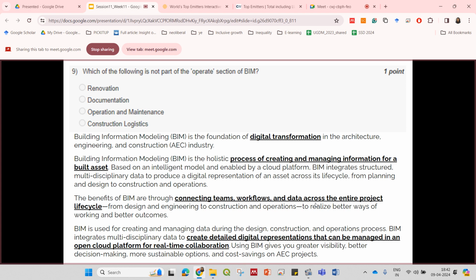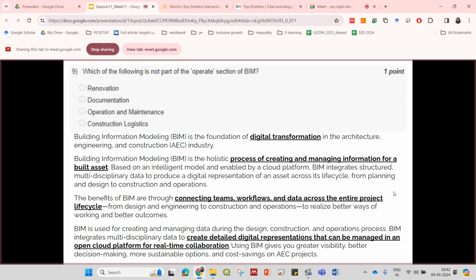So BIM collects and manages data from the initial stage of designing and engineering to the construction stage, and then through the final operation and maintenance stage as well. So using all this data and information about the buildings, you can realize better ways of working with the design, construction and operation stages, and get better outcomes while you go through these processes.